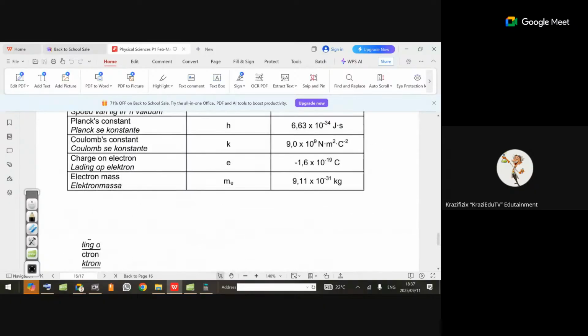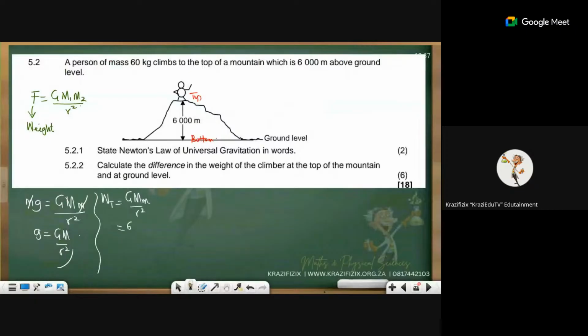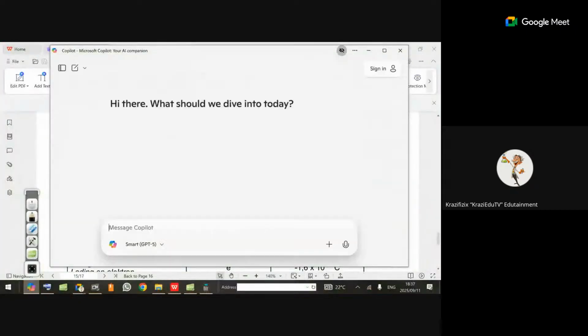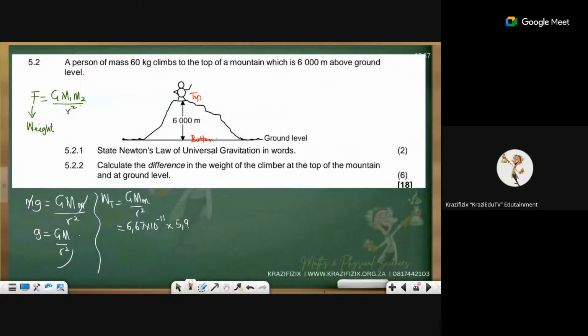Okay, let's get the value of G. 6,67 times 10 to the power negative what? 11. Let's read quickly. What is the mass of the Earth? We need the mass of the Earth. 5,98 times 10 to the power 24. Now the mass of the person, do we know the mass? 60.